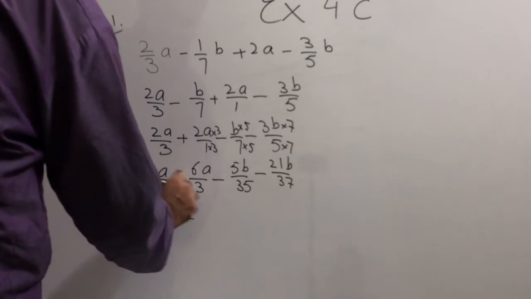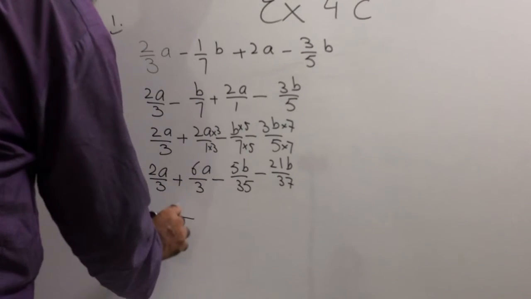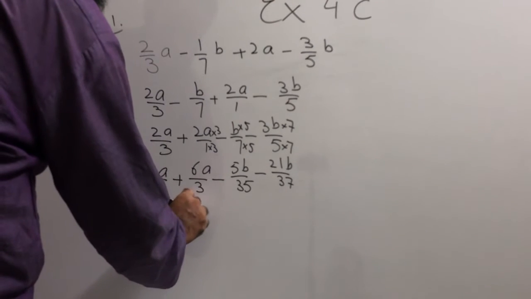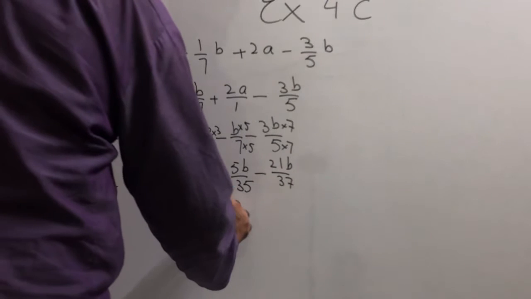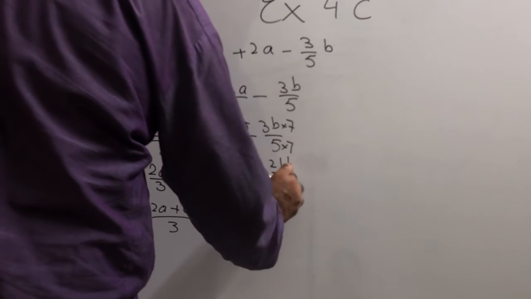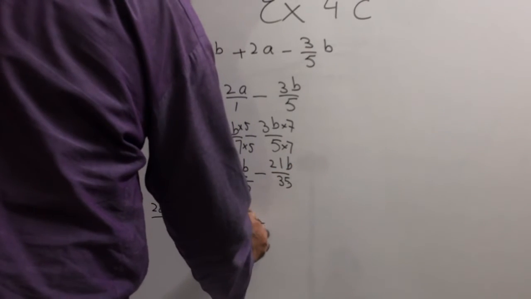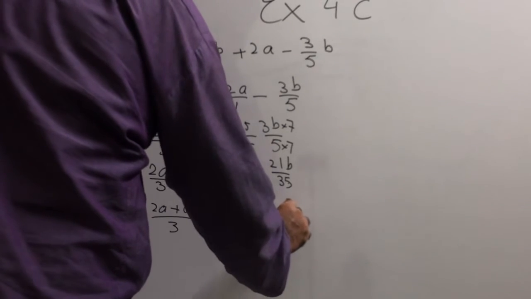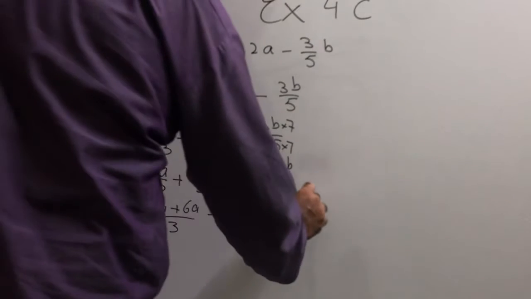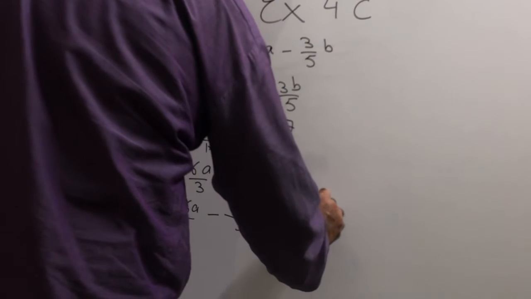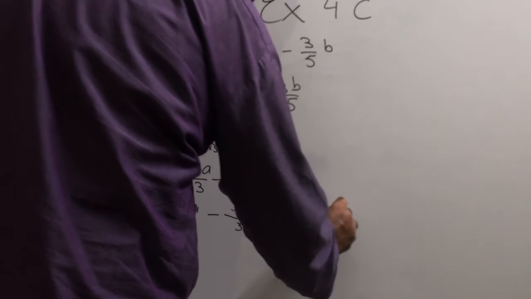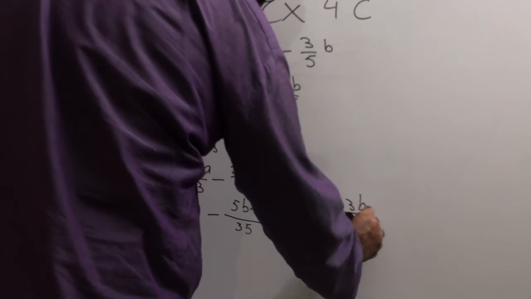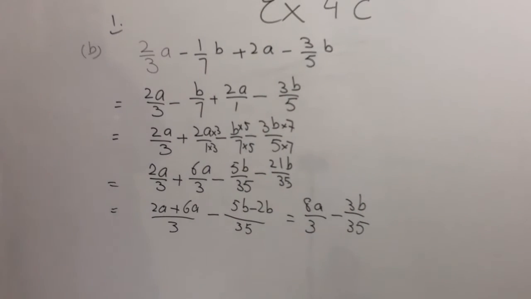Now we take the LCM. First, 2a plus 6a, minus 5b minus 21b over 35. We take the LCM, 5b minus 21b, then 2a plus 6a becomes 8a over 3 minus 16b over 35. This is the answer for part B.